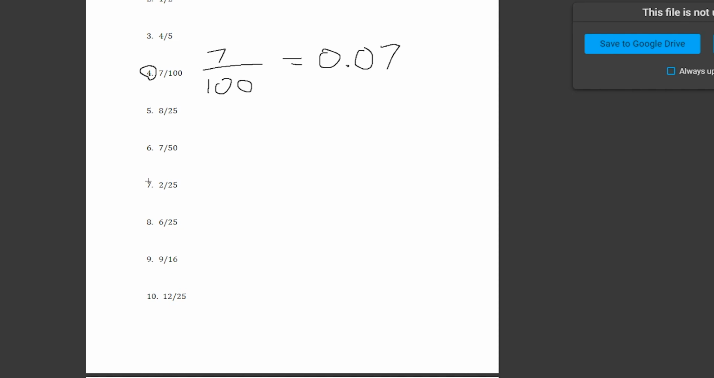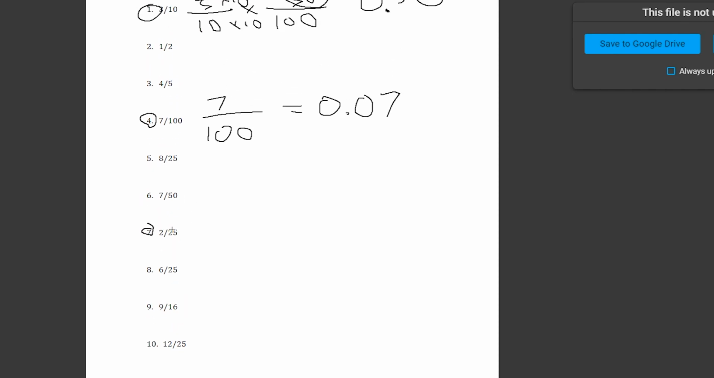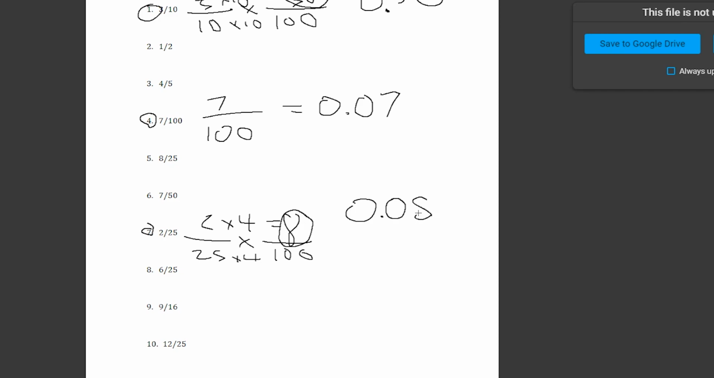For number 7, we have 2 out of 25, and in order to get it out of 100, we need to multiply it by 4. So on the top, we multiply 2 times 4, which gives us 8. So now we can take this number now that it's out of 100. So we put a 0 and a decimal, and then since it's a single digit number, we have to put a 0 as a placeholder, and then we can put the 8. So for number 7, our answer is 0.08.